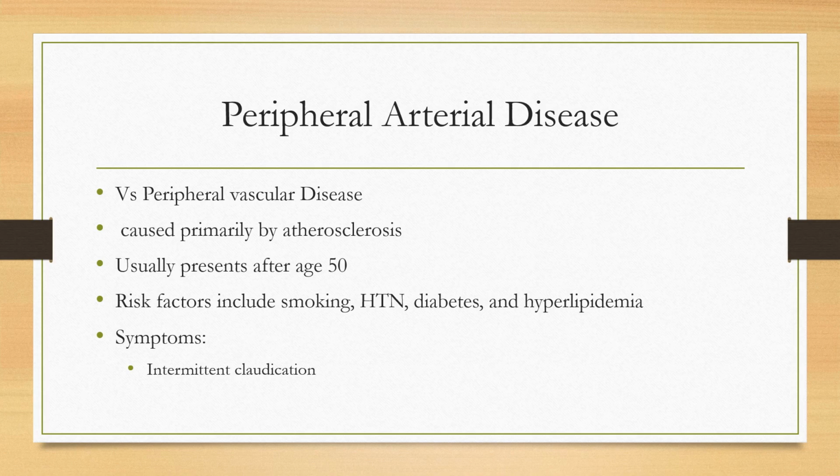In smokers, people with hypertension, diabetes, high cholesterol. You get symptoms of cramping, weakness, pain or numbness in the affected muscle, and intermittent claudication, meaning you get pain with activity that resolves with rest. And what that is, is not enough blood flow to that muscle. So that pain is actually cellular ischemia.